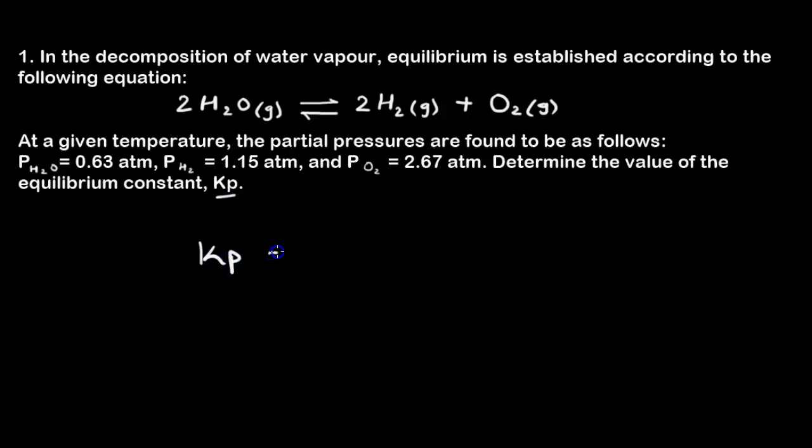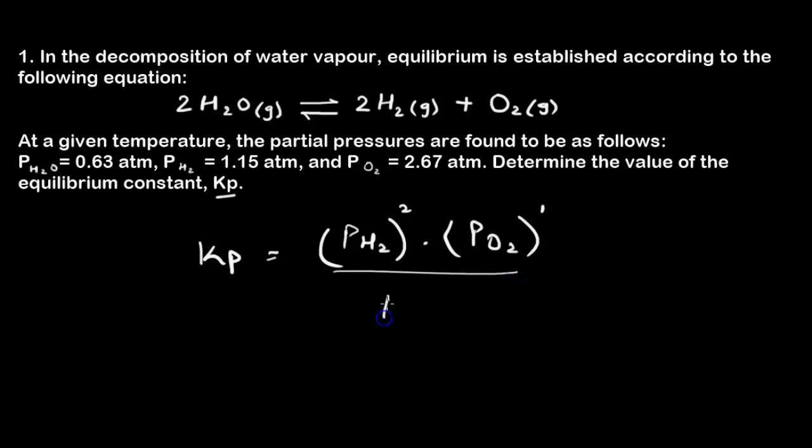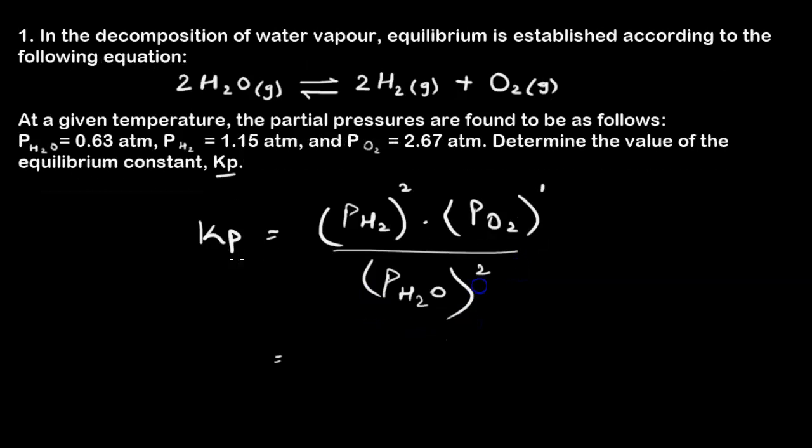So we know Kp is equal to the partial pressure of hydrogen, that's the first product, raised to the power of 2, times the partial pressure of oxygen raised to the power of 1, since no number means 1, divided by the partial pressure of H2O raised to the power of 2. We are looking to find Kp, and we know all three partial pressures, so we just substitute the values.